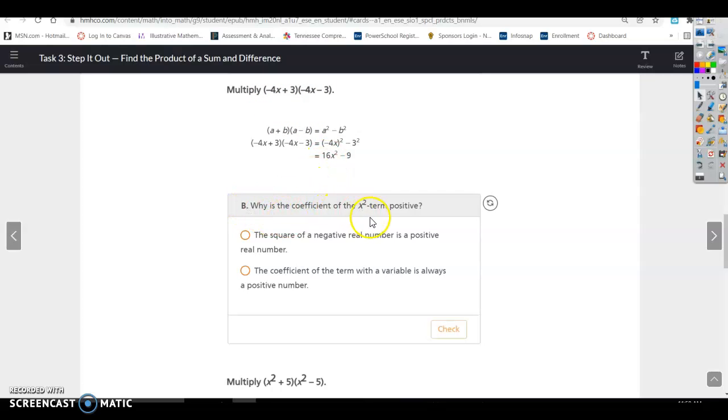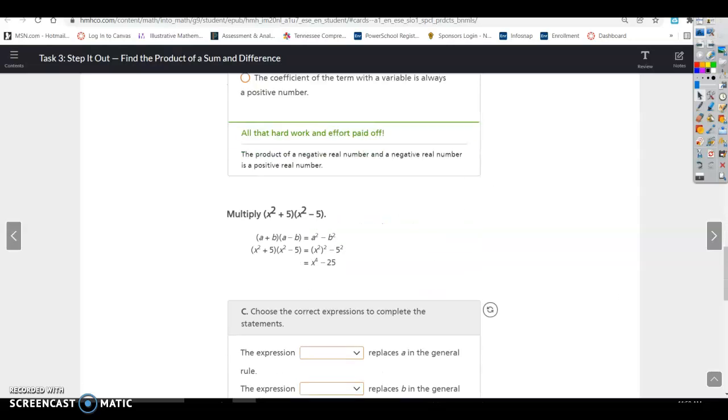It says, why is the coefficient of the x squared term positive? The square of a negative real number is a positive real number. The coefficient of the term with the variable is always positive. Okay, this can be positive or negative, but if you square it, it's always going to be positive.